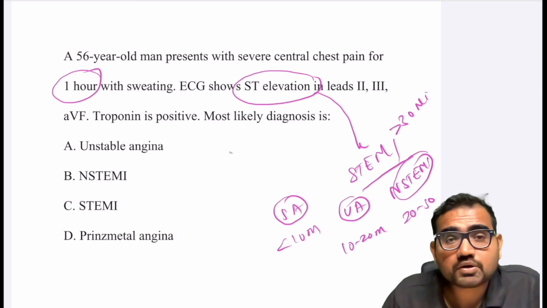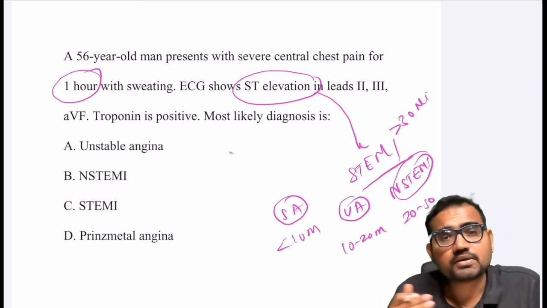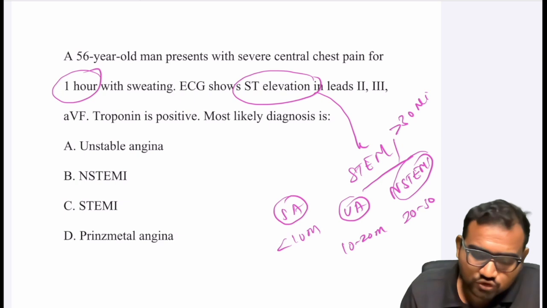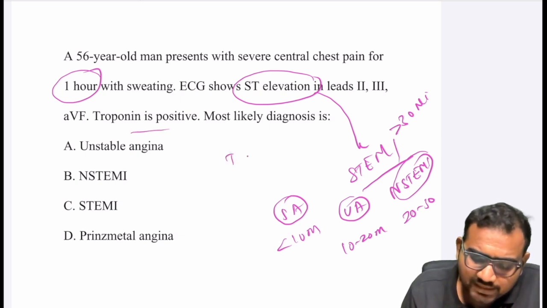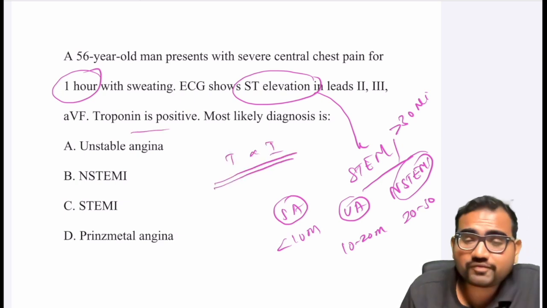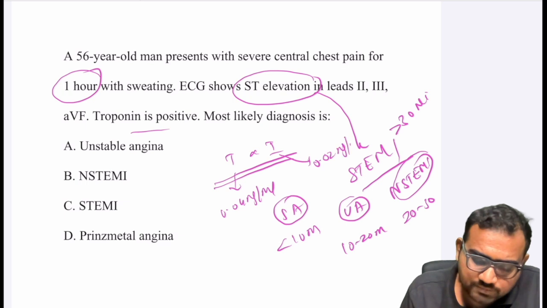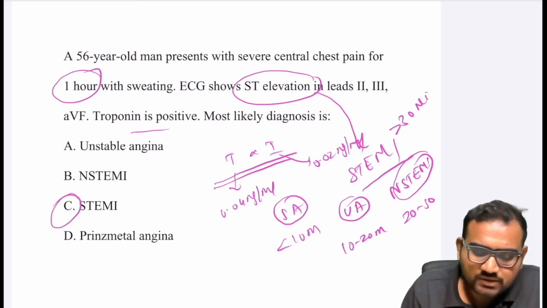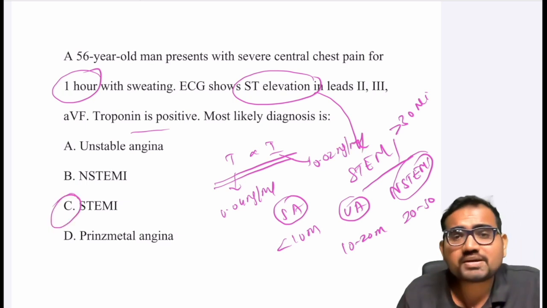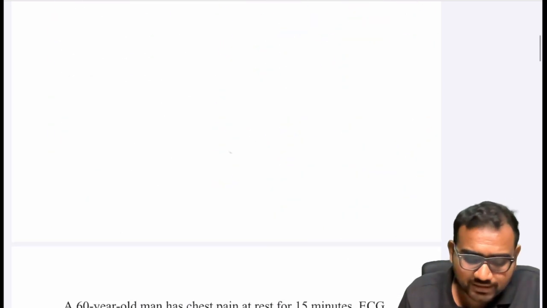And one more thing is troponin positive. Of course, troponin will be positive in cases of the non-ST segment elevated MI also. So troponin values, troponin T and I, you should definitely know the normal values. Troponin T will be around 0.04 nanograms per ml and troponin I will be 0.02 nanograms per ml. So in this question, based on the positives, I'll go for ST segment elevated myocardial infarction.